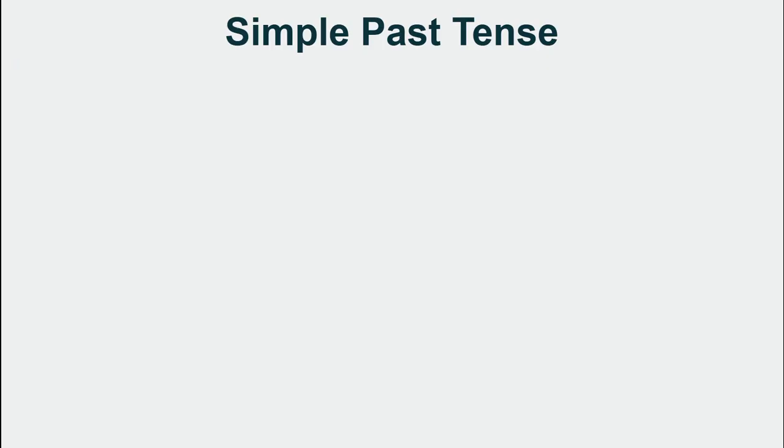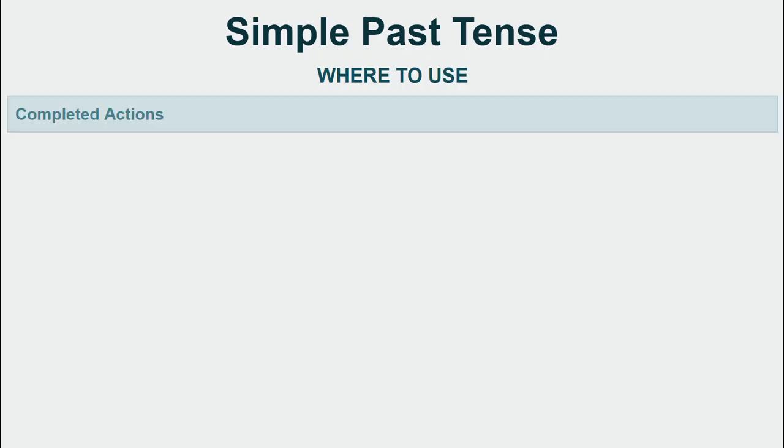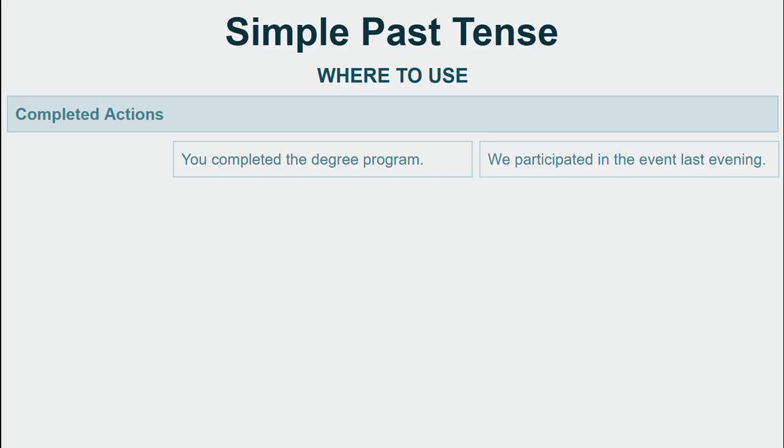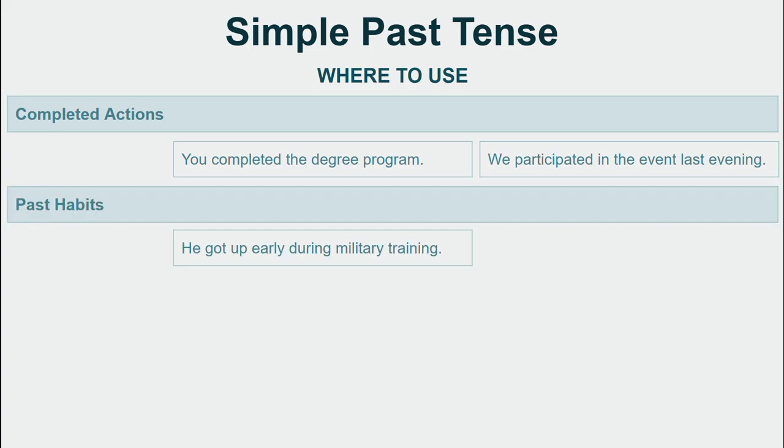Simple past tense. Where to use? Completed actions. You completed the degree program. We participated in the event last evening. Past habits. He got up early during military training. She studied maths in grade 9.